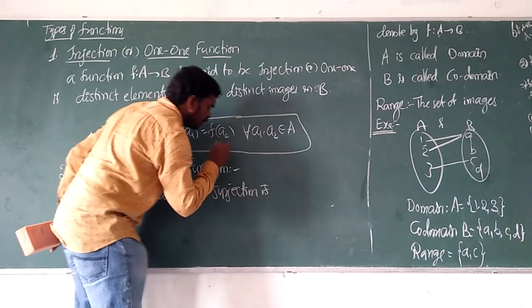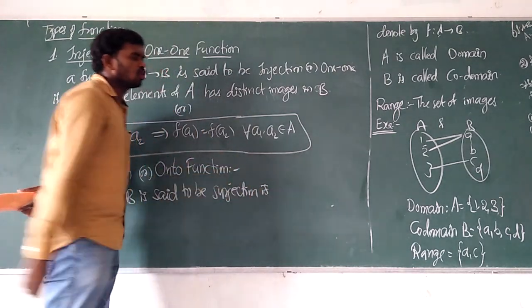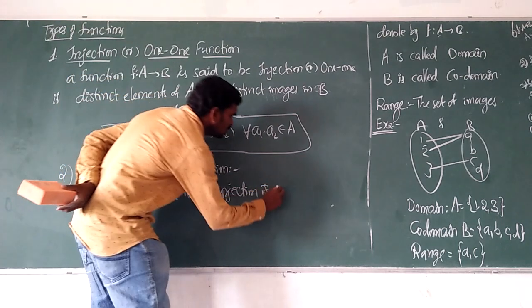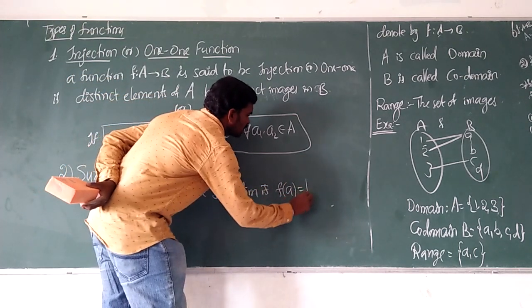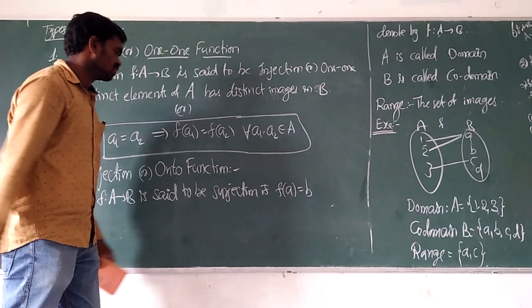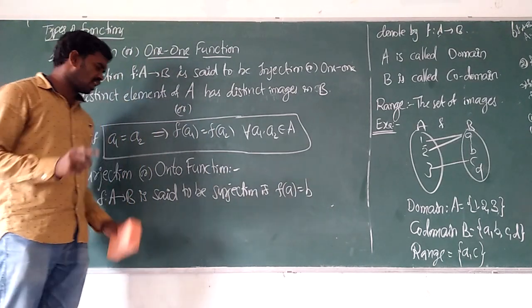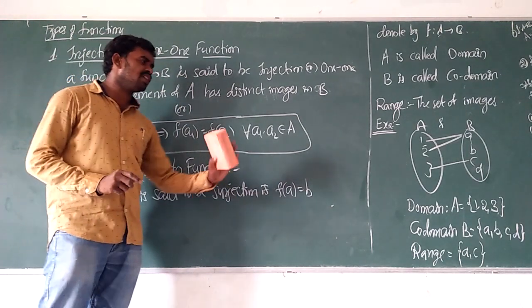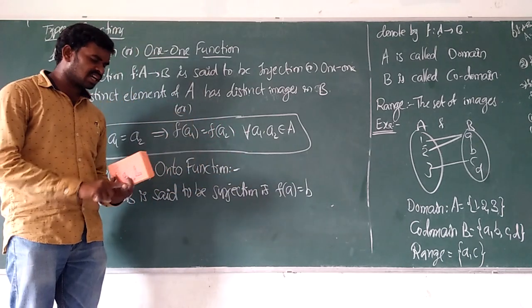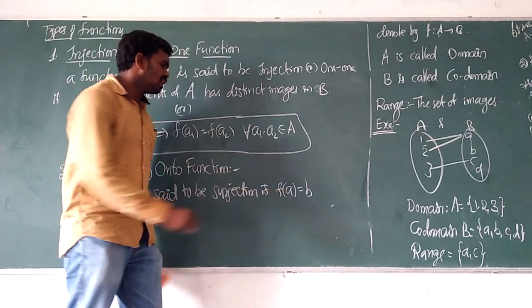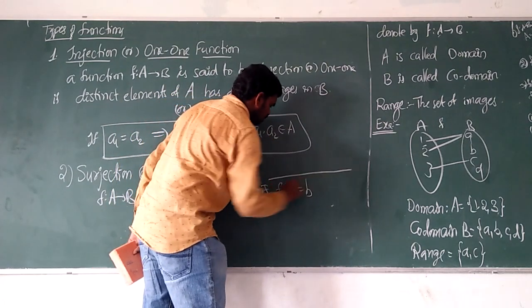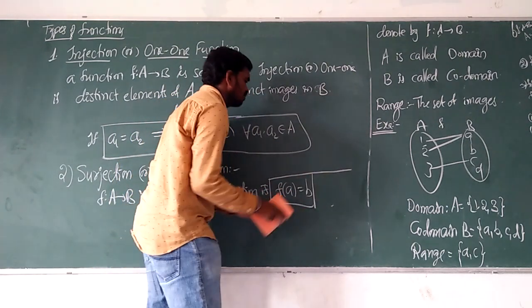if codomain equals range. Means what? If f of A equals B. So there are two definitions here. f from A to B is said to be surjection if codomain equals range. The second one is f of A equals B. Here this definition is enough. f of A equals B is enough.